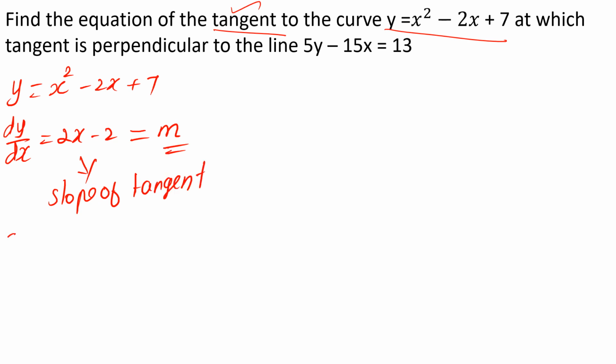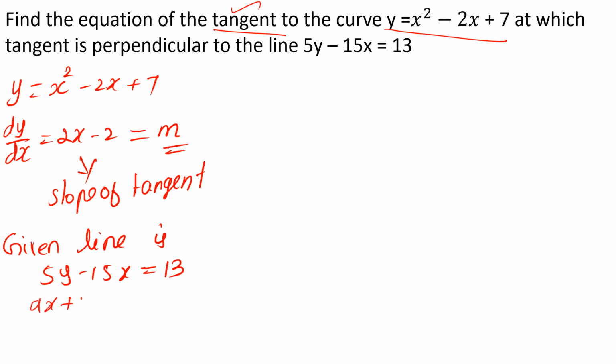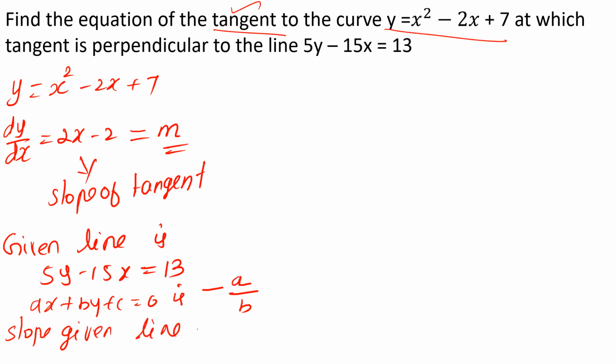denoted by m. Now the given line is 5y minus 15x equal to 13. Slope of any line of the form ax plus by plus c equal to 0 is minus of coefficient of x divided by coefficient of y. So therefore, slope of given line is equal to minus of coefficient of x, minus 15, divided by coefficient of y, 5, which becomes 3.